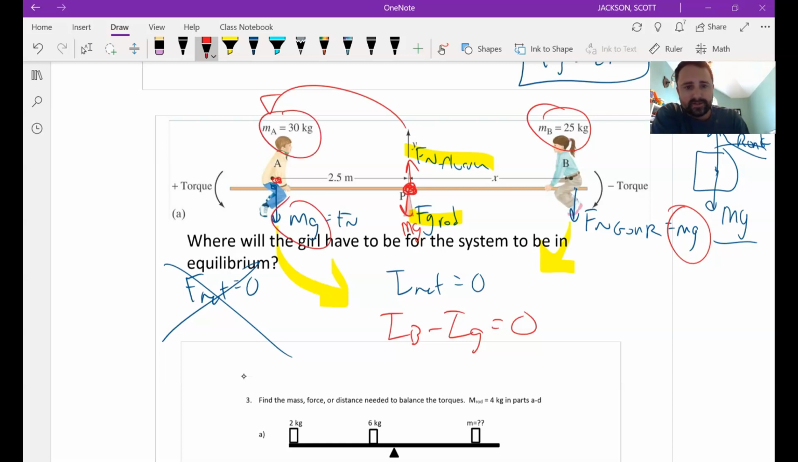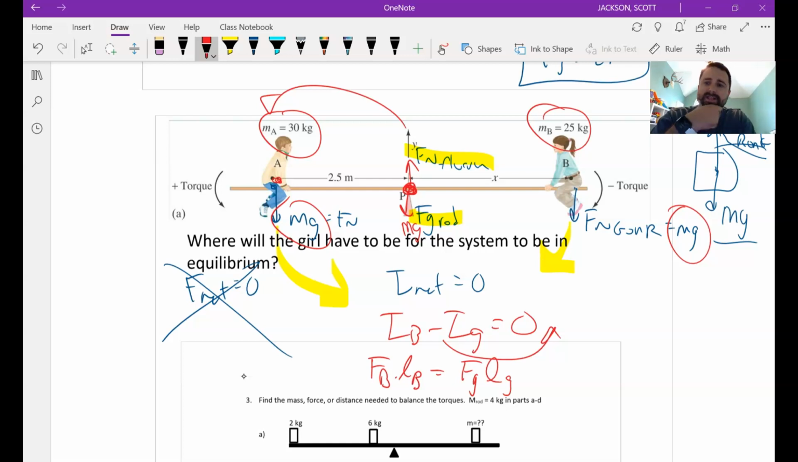And I know the boy's distance, so I should be good here. So I could say force of the boy times the lever arm of the boy must equal, because again, I just added this the other side, force of the girl, lever arm of the girl. Then you would just plug in your values and solve, right?